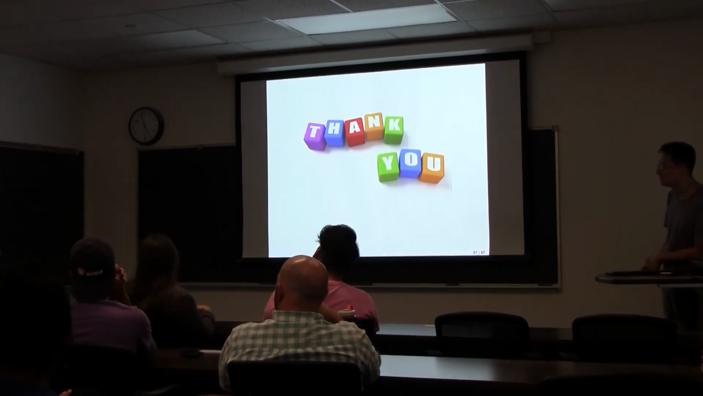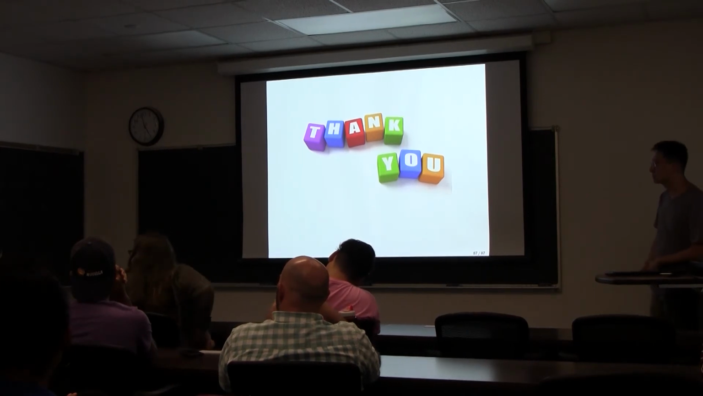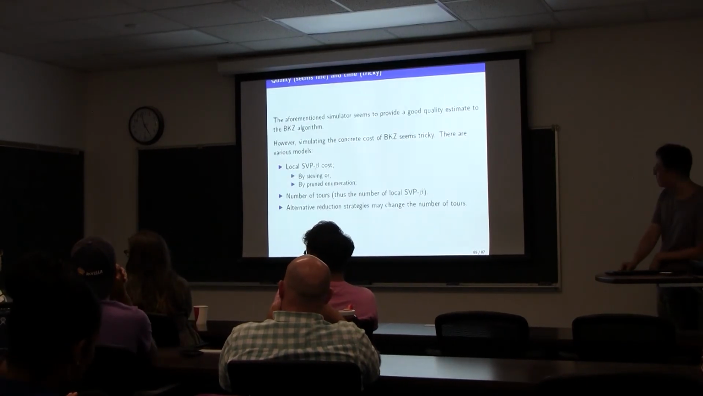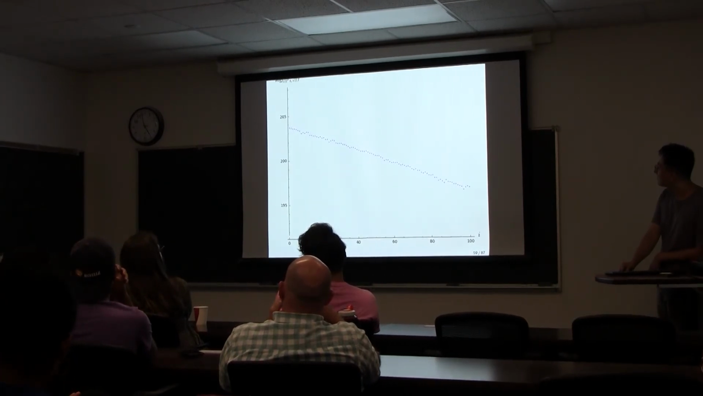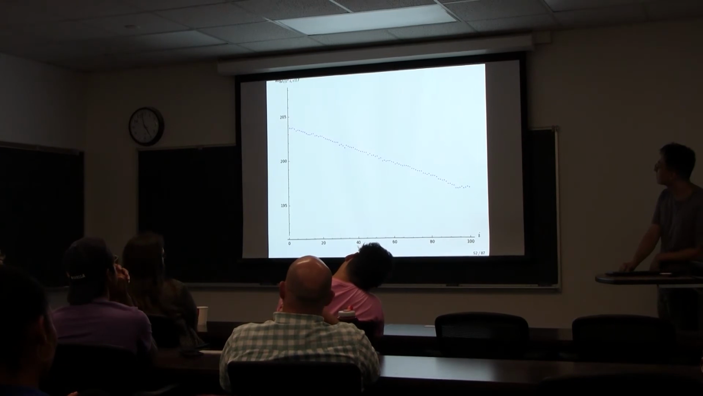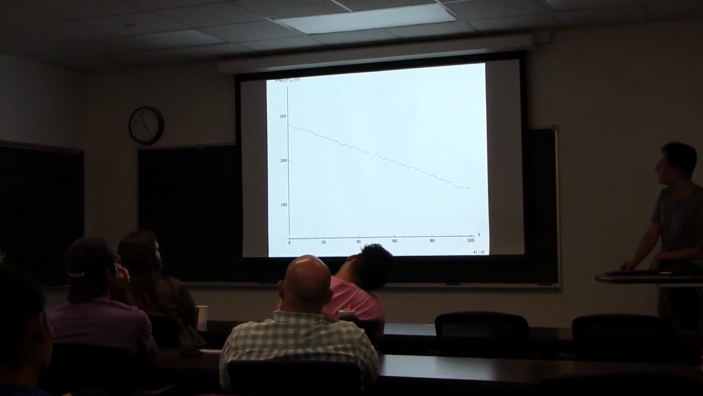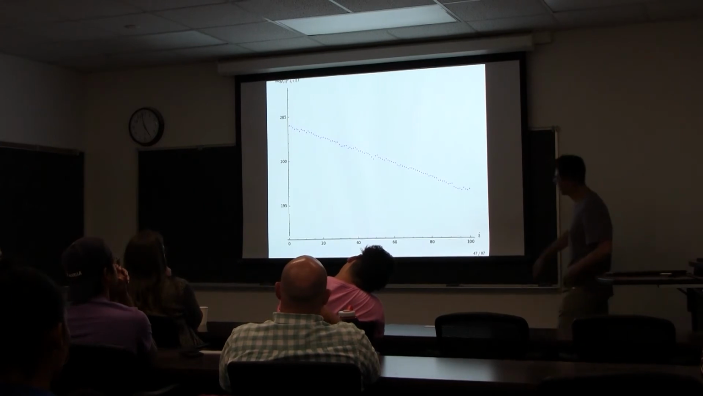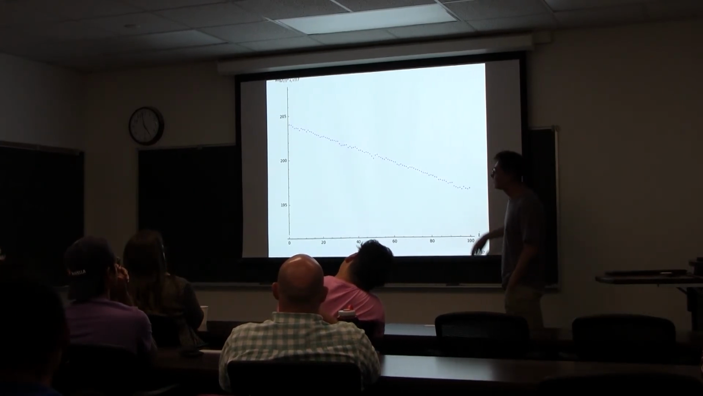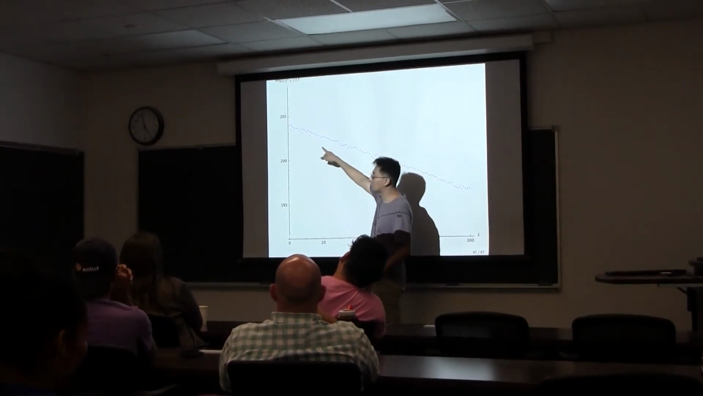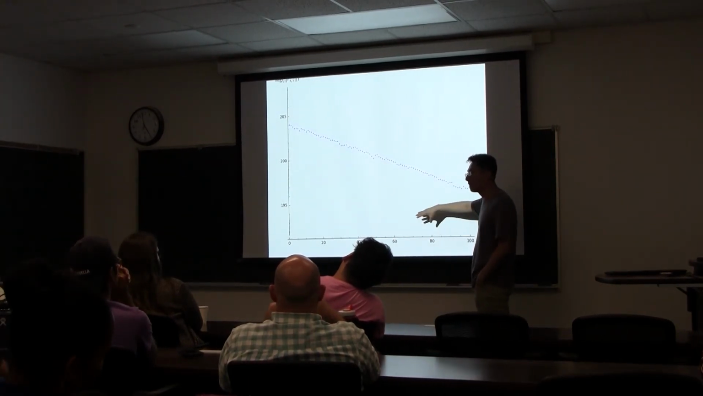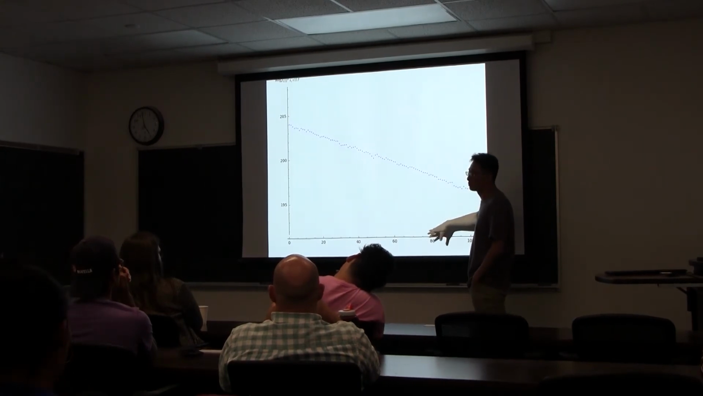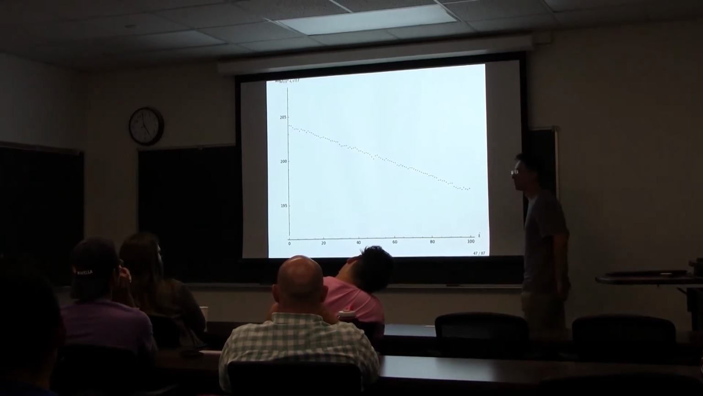Yeah, I'm asking about the example BKZ 40. How do you know when to stop the algorithm? That's a good question. There is some theoretical work which studies that after you finish a polynomial number of tours, you are guaranteed some quality on your first vectors. People usually stop after that bound because we cannot improve the quality at that point. The quality is converging after that.